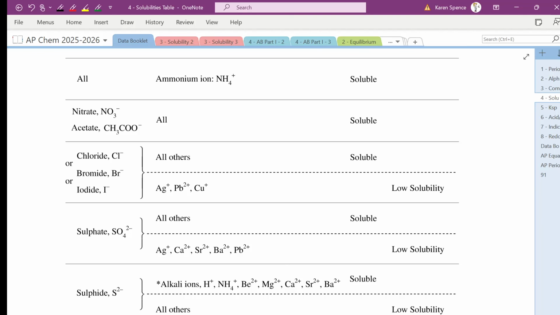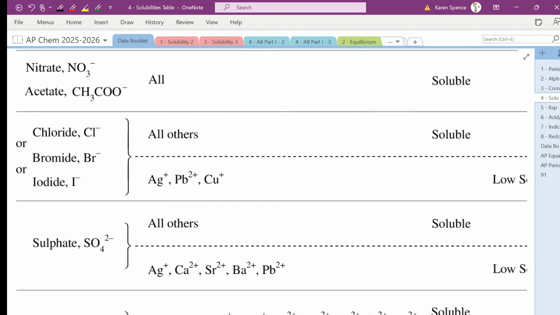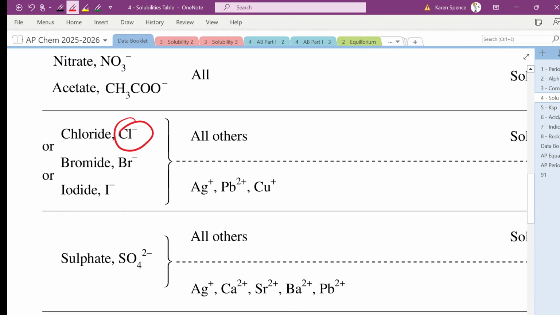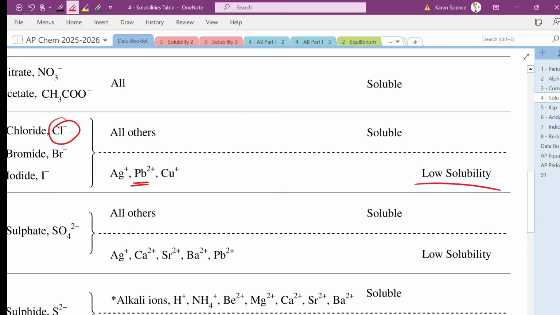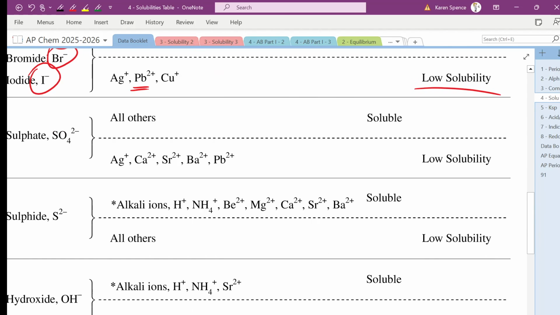Anyone got one for me? Chloride, yes. Chloride would work because lead is low solubility, so it would precipitate, but calcium would fall in all the other categories. If chloride is a possibility, then who else? Bromide and iodide. Did anyone find another one? Sulfide. Okay, sulfide, calcium is soluble, but lead falls in all others and is low solubility.